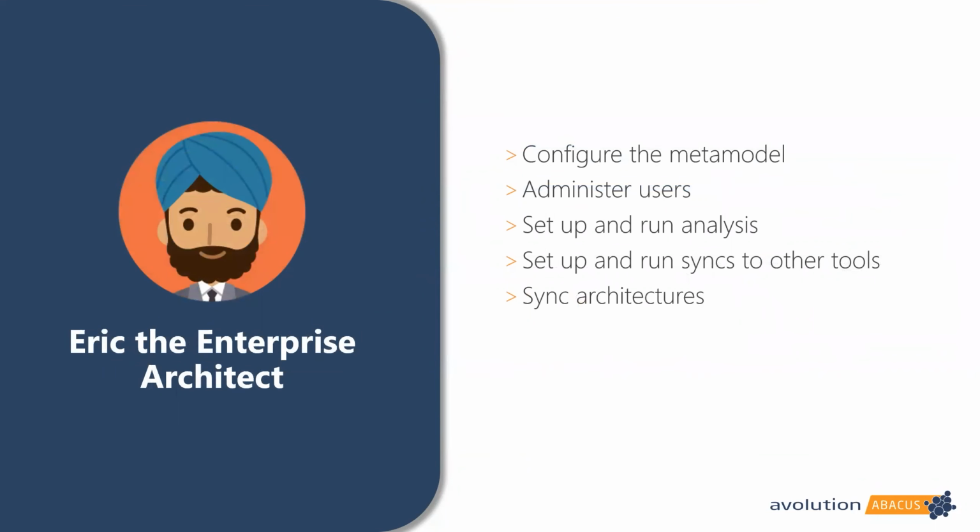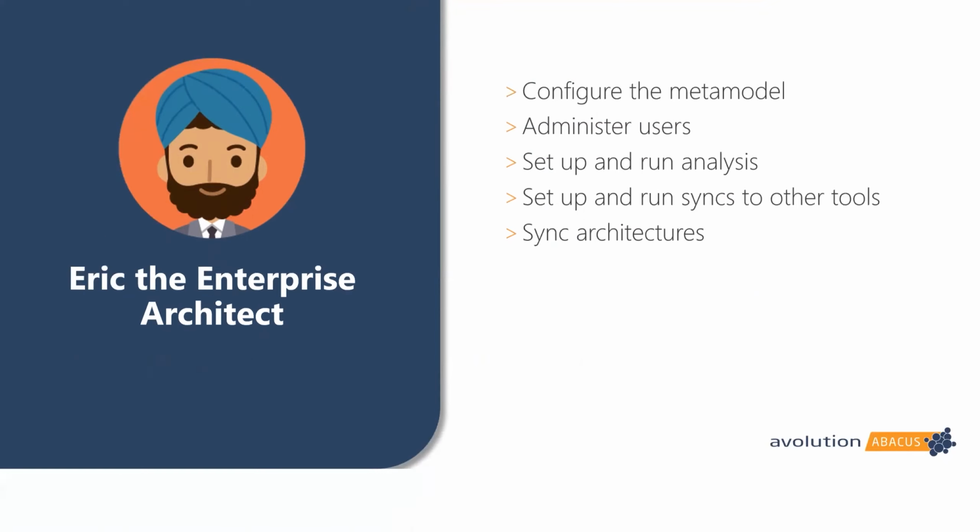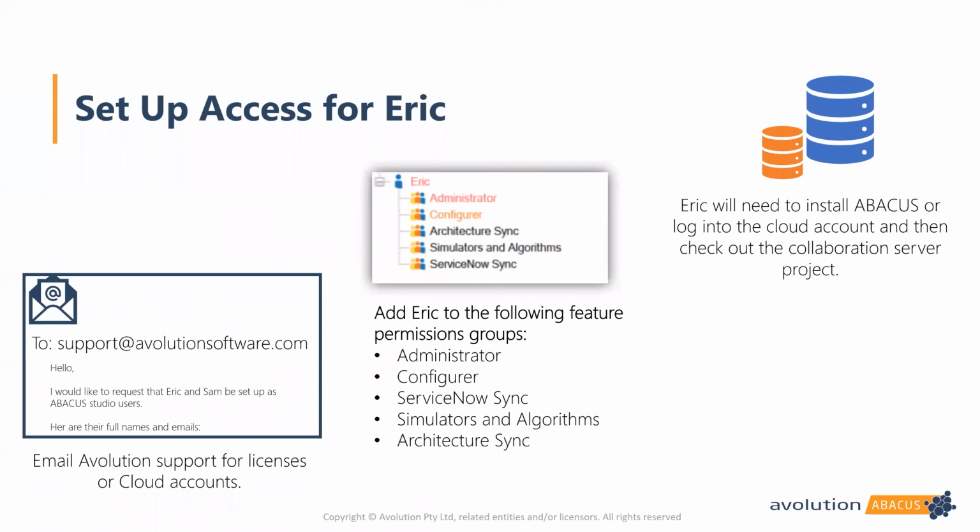The other Studio user that we're looking at is Eric, the Enterprise Architect. He needs to be able to configure the meta model, administer users, and set up and run analysis, as well as set up and run syncs to other tools and be able to sync between architectures. So he's going to need a lot more feature permissions enabled. So this starts the same way. We still have to email Avolution support for licenses or cloud accounts.